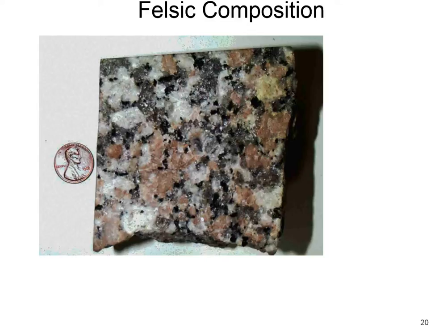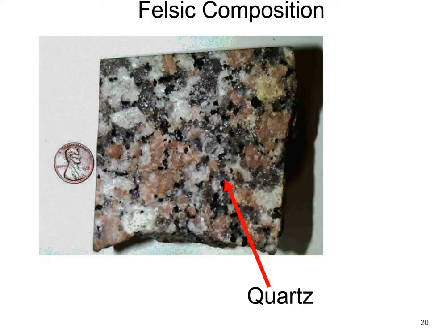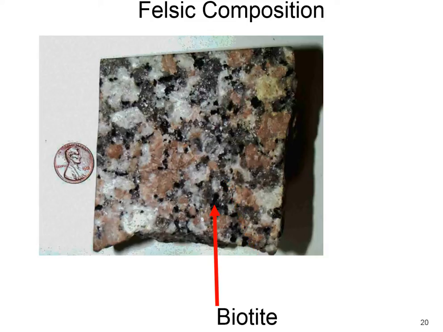If we look at this example here, you can see potassium feldspar, that peach pink color. You can see quartz. In this case, it looks kind of gray because they're clear. And you see biotite. Those are going to be your main minerals you see, those things at the very bottom of Bowen's reaction series. That means it's going to be really cool temperatures.